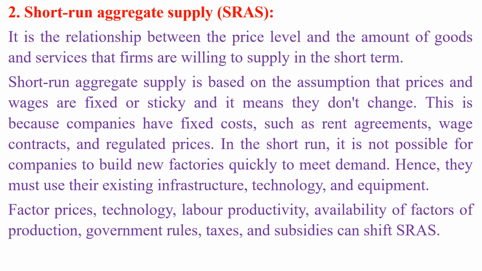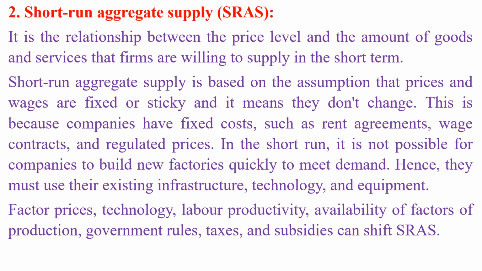2. Short-run aggregate supply, SRAS. It is the relationship between the price level and the amount of goods and services that firms are willing to supply in the short term. Short-run aggregate supply is based on the assumption that prices and wages are fixed or sticky, which means they don't change. This is because companies have fixed costs, such as rent agreements, wage contracts, and regulated prices.